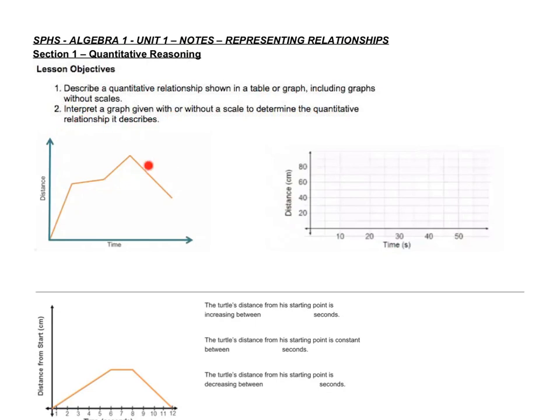So the first thing I want to talk about is, we have two graphs here. In this graph, notice that this doesn't have any numbers on the x-axis or the y-axis. So we would call this a graph that has no scale. This graph has a scale. It's got numbers here and numbers here, to denote time and distance. So what I want to talk about is a relationship between time and distance.